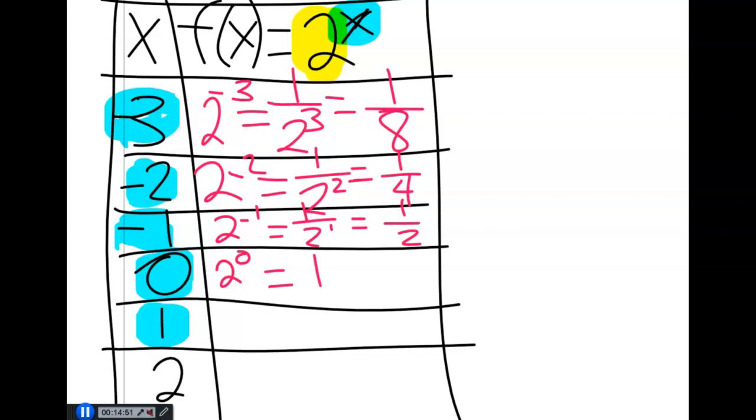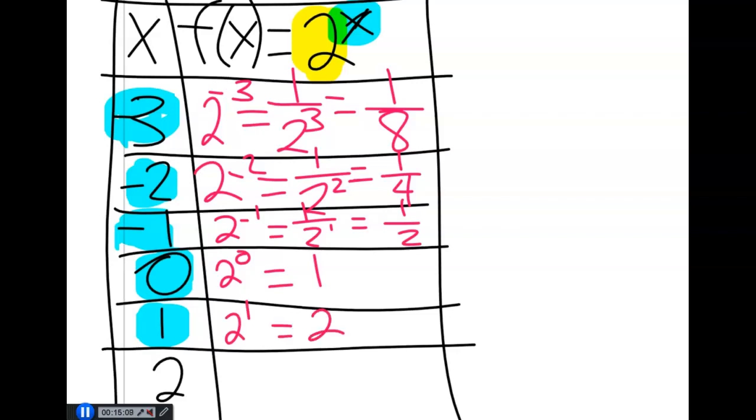Any number raised to the power 0, or expression raised to the power 0, is equal to 1, except for the number 0. 0 to the power 0 is undefined. So any number except 0. And then 2 to the power 1 is just 2.